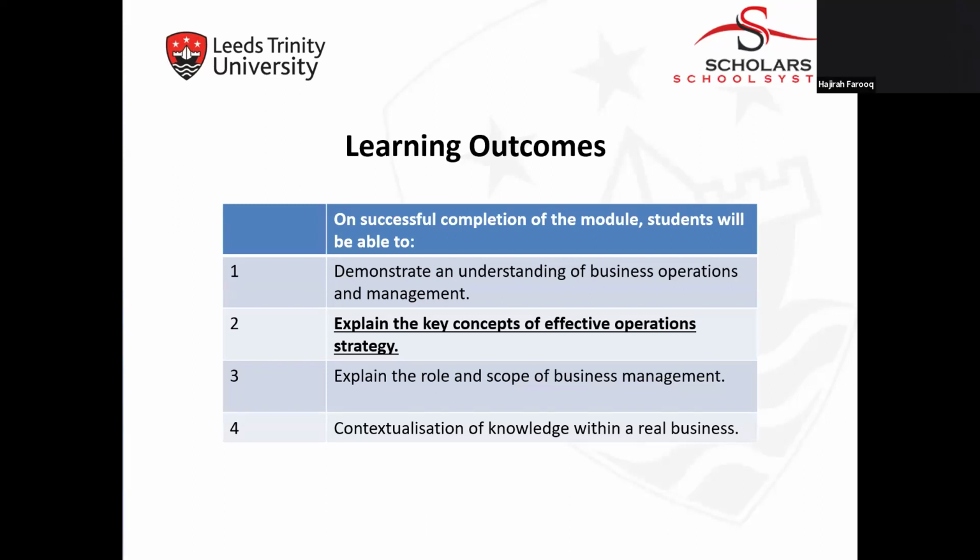We started off the week 4 lesson by revising the learning outcomes, which are four. The first one is to demonstrate an understanding of business operations and management. The second one is to explain the key concepts of effective operations strategy. Third one is explaining the role and scope of business management. And the last one is contextualization of knowledge within a real business.